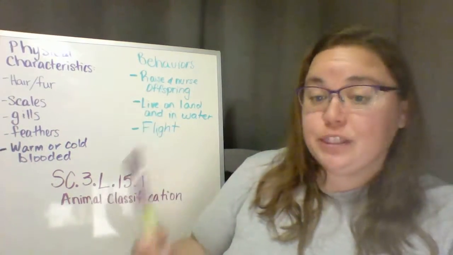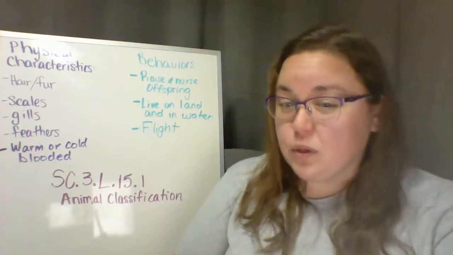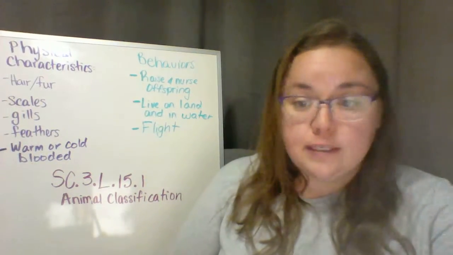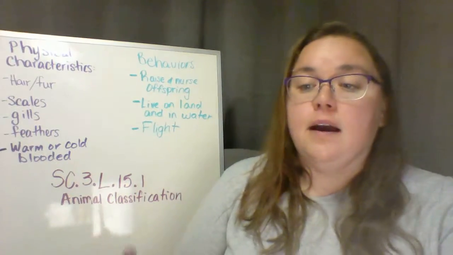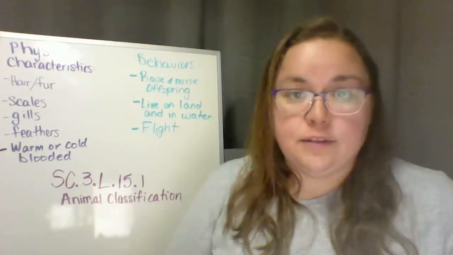Behaviors are things that they do. Okay, so this isn't things that you can just automatically see when you look at them. This is going to be things that they do. So just like behaviors are things that you do. They could be good behaviors or bad behaviors. In this case, they're not good or bad. They're just what the animal does. Their instincts, what they do.